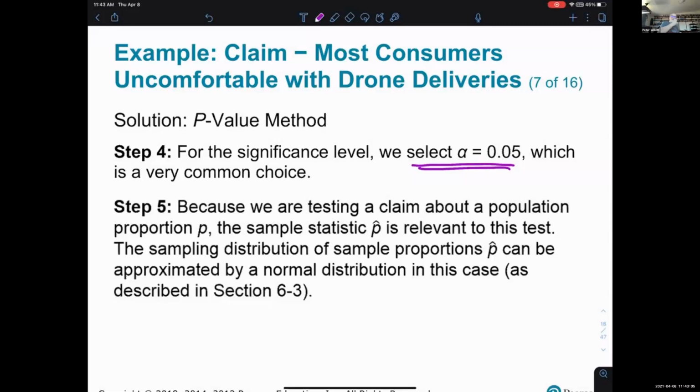Now it says because we are testing a claim about a population proportion P, the sample statistic P hat is relevant to this test, meaning the proportion of our sample, which was 54%. And we can use the sampling distribution of sample proportions. That goes back to the central limit theorem and our ability to use a normal distribution and all of those things that we've studied so far.